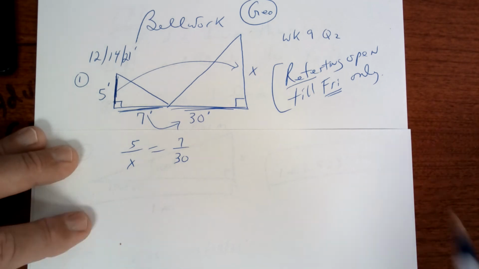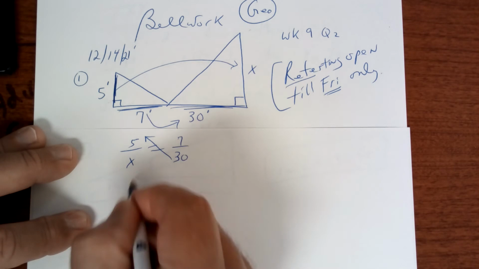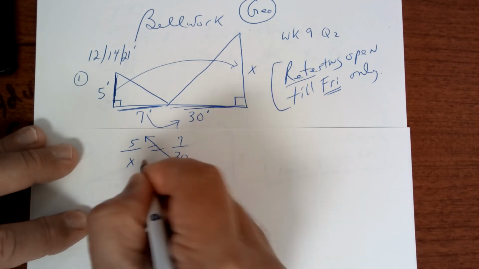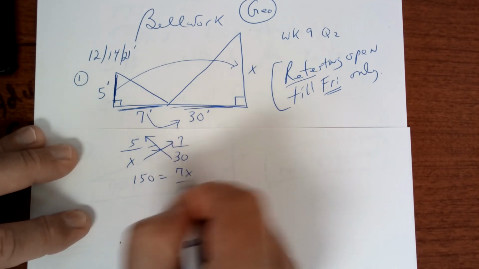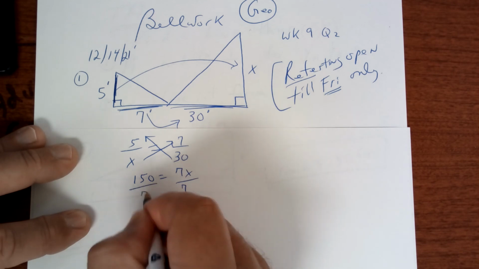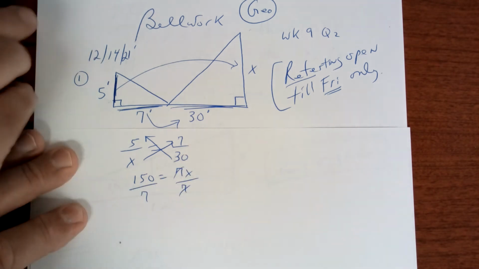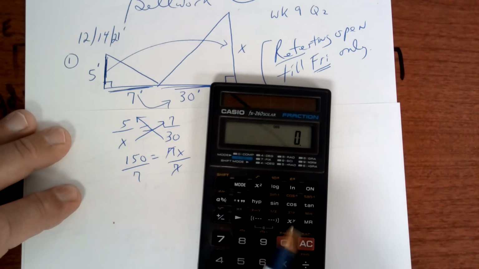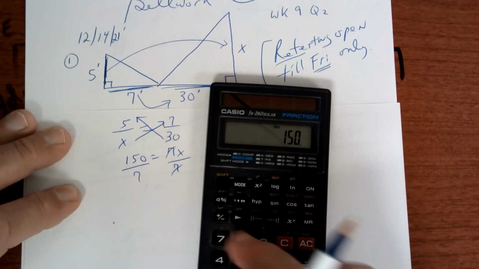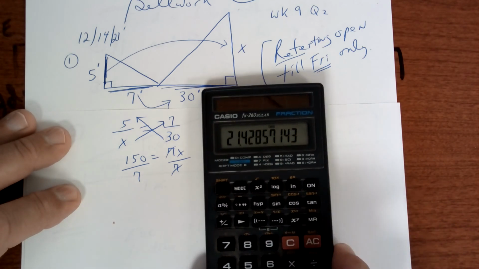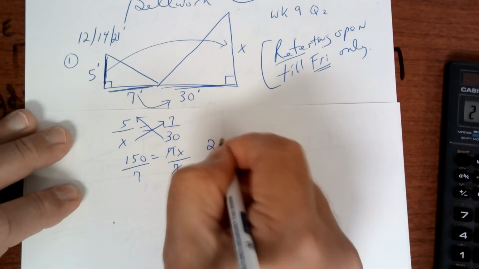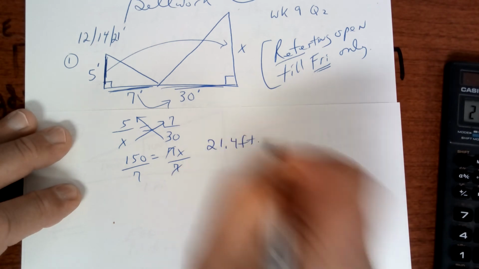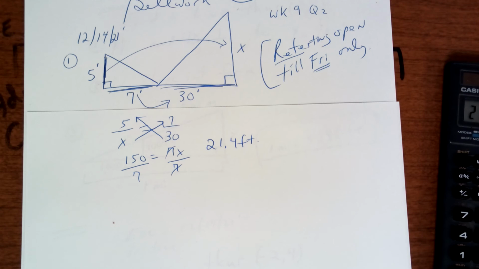So I'm going to cross multiply, that's 150, I think, equals 7x. And then I divide by 7, and I get my answer. So I take my calculator, and I take 150 divided by 7. And when I do, I get 21.4. Any questions on how to do the proportion problems? Let's take a look at another one.